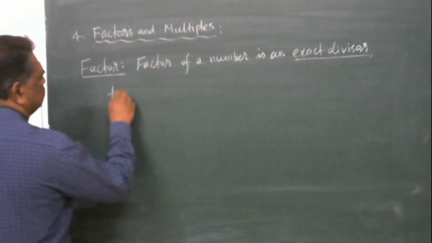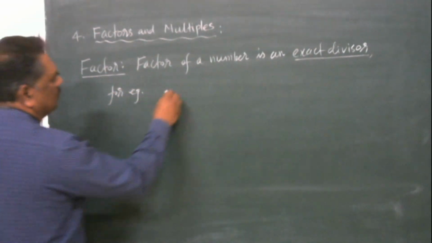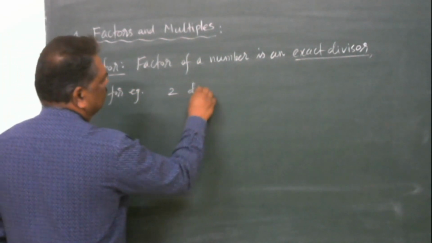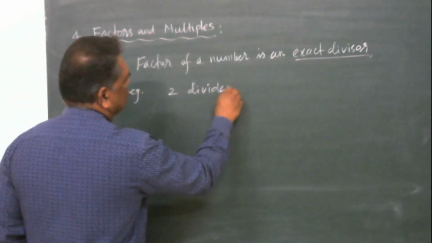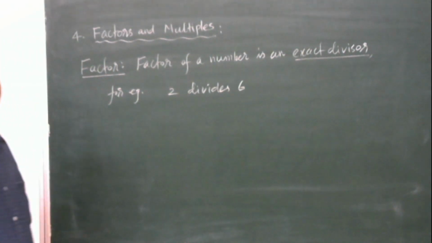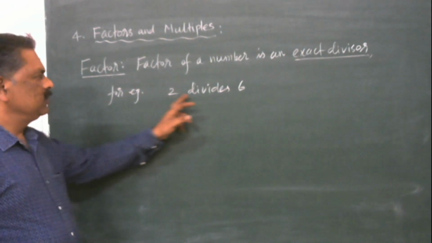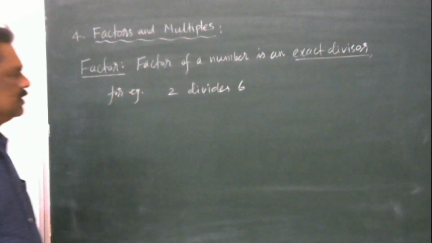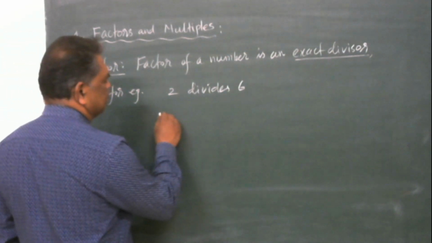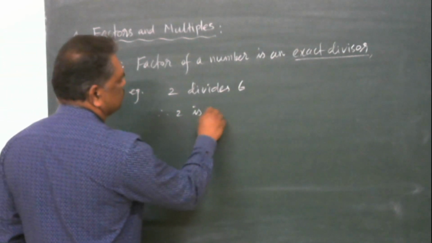For example, the number 2 divides 6 completely without any remainder. So we call it a factor. Therefore, we call 2 a factor of 6.